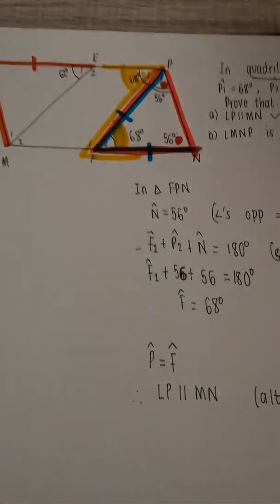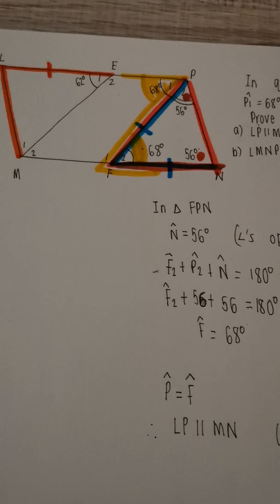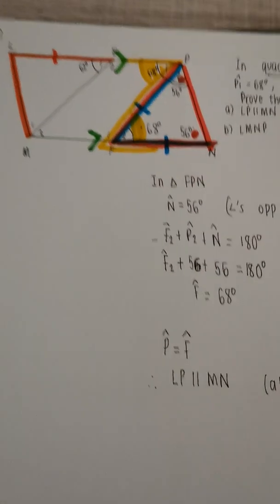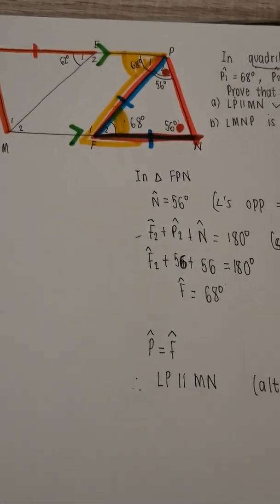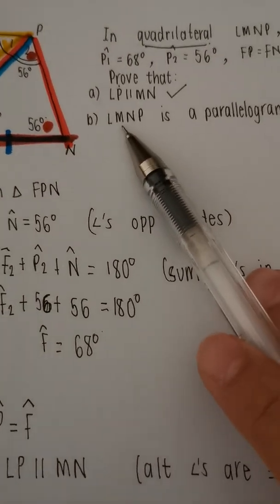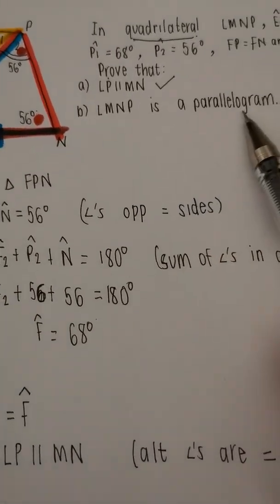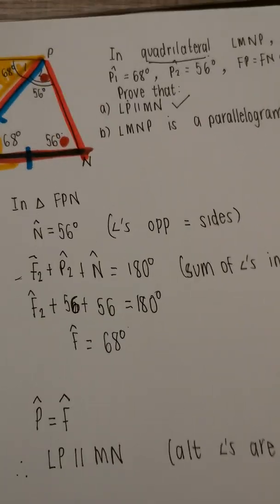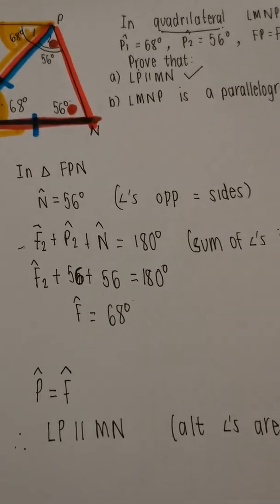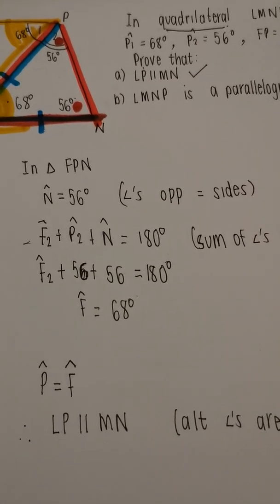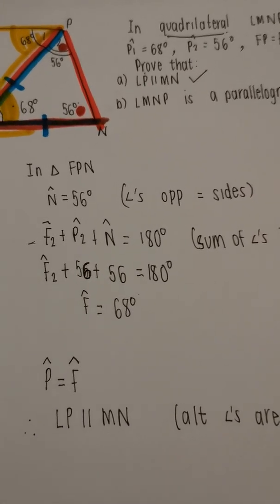Okay, let's fill the information in that we have and use a different color. I now know that this side is parallel to this side, because I just proved it. The next question says, prove that LMNP is a parallelogram. Now, how do we prove that something is a parallelogram? One of the ways that you can prove it that is going to help us here is by saying that both pairs of opposite sides are parallel.